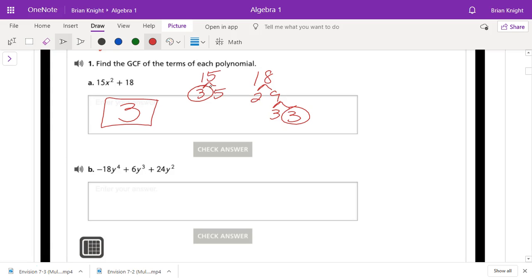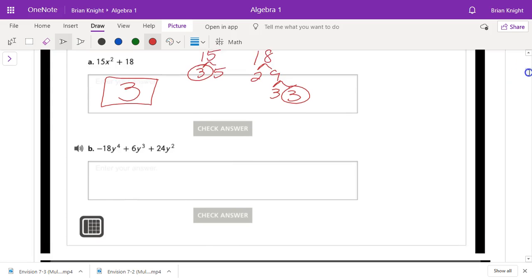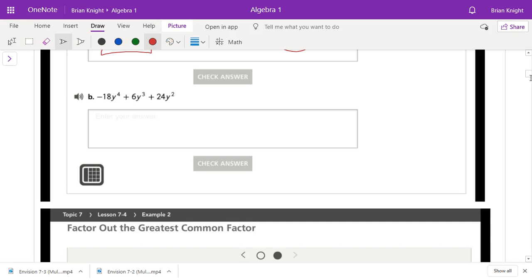Okay? Part B, we have negative 18y, 6y, and 24y, and we all have y's. So negative 18, 6, and 24. What would they all have in common? 2. All right. Anything else? 3. Anything else? The 6. Okay. That's usually what I start with. If the smallest number will go into the other 2, that's always going to be your greatest common factor. So it is 6.